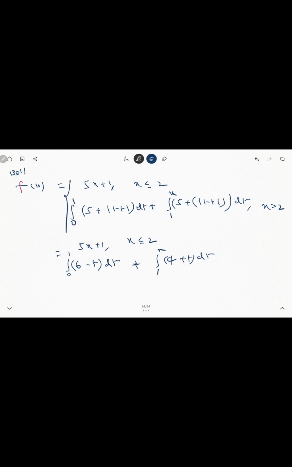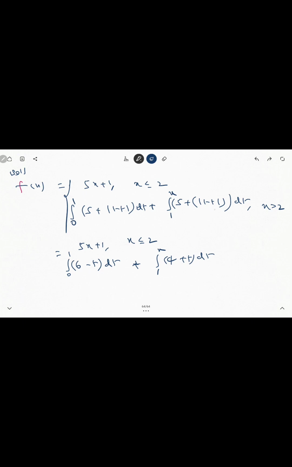Understood or not? Once again I am explaining here. For t from 0 to 1, 1 minus t is positive, so I can write only 1 minus t. So 5 plus 1 is 6, 6 minus t. For 1 to x, t is more than 1.